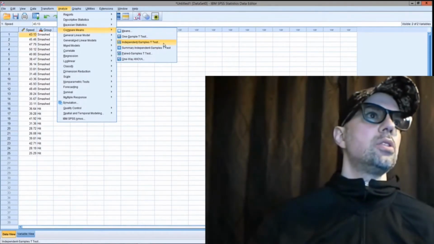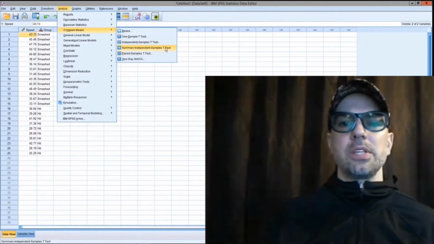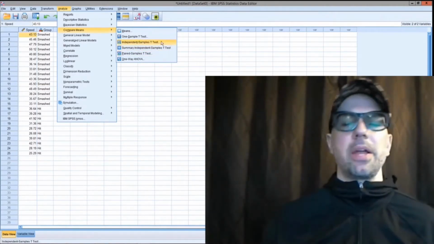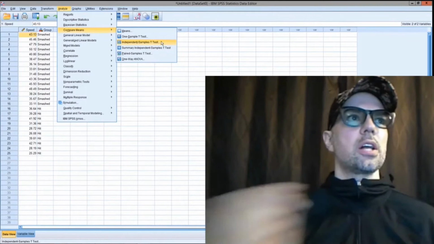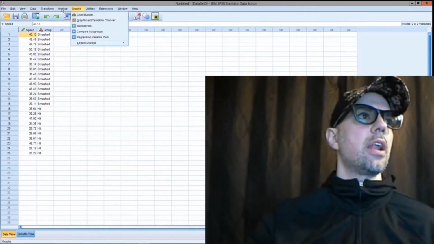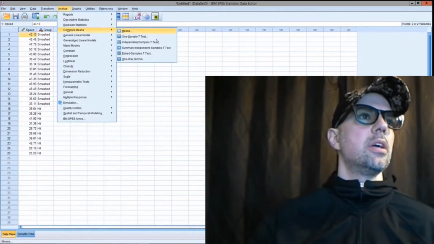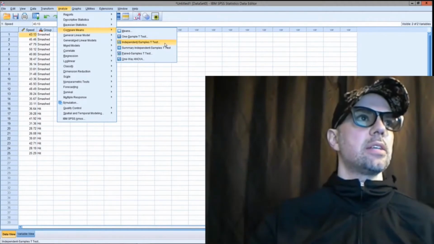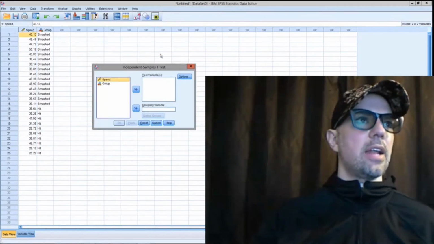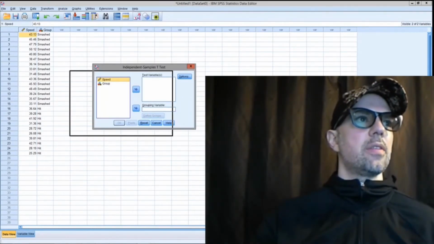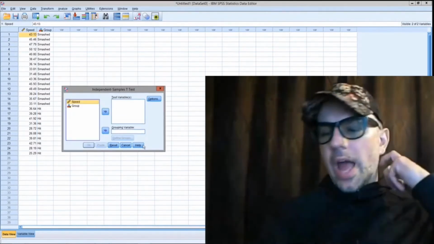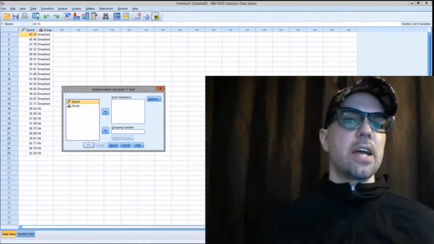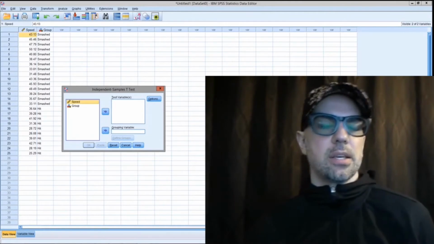One thing to note, do not fall for the summary independent samples t-test. It's only the independent samples t-test. So we're going to click on that. So once again, you go to analyze, you go to compare means, you go to independent samples t-test, you click on that, and then you get this dialog box here asking you to specify some things for SPSS.